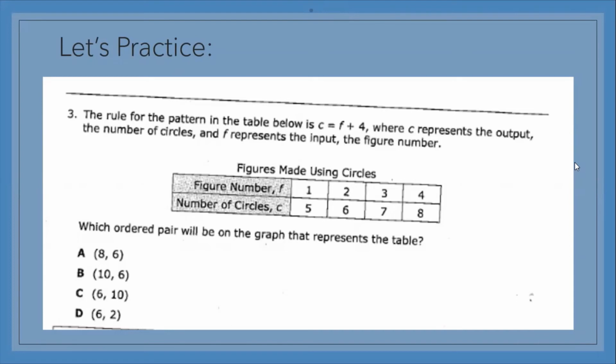All right, it says the rule for the pattern in the table below is C equals F plus 4, where C represents the output, the number of circles, and F represents the input, the figure number. Figures made using circles. We have figure number F, and it's going 1, 2, 3, 4. And then we have the number of circles, which is represented by C, counting 5, 6, 7, 8. Which ordered pair will be on the graph that represents this table? I want everyone to go ahead and take 1 minute to independently solve this problem, and then we will come back together and do it together.